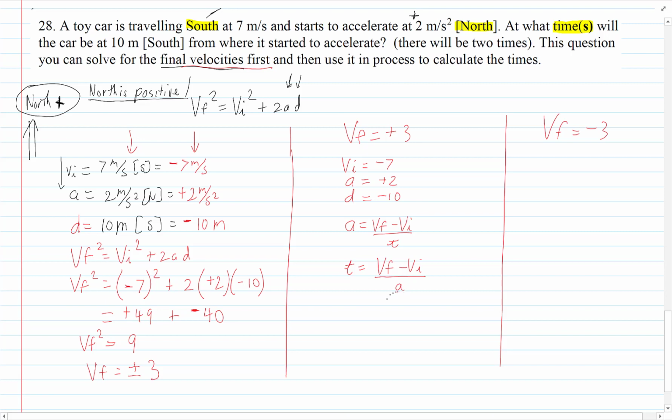So time is going to equal positive 3 minus a negative 7 all over an acceleration of positive 2. This is going to be 10 over 2. So time here is going to equal 5 seconds.